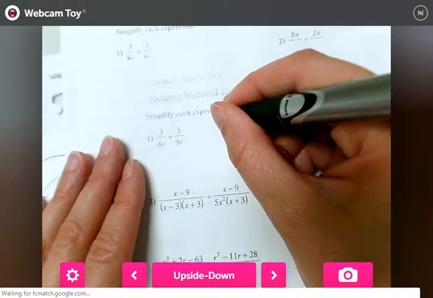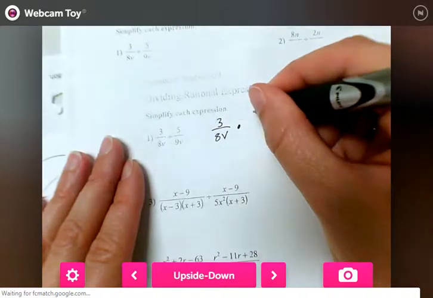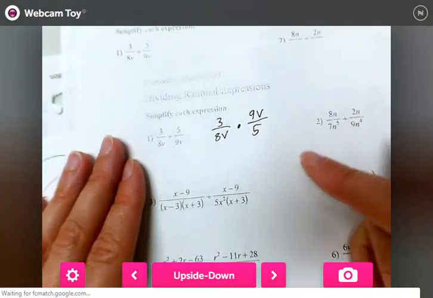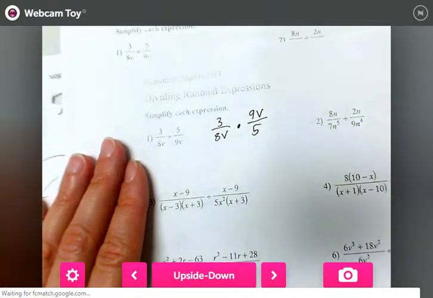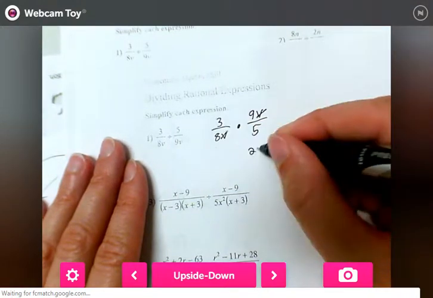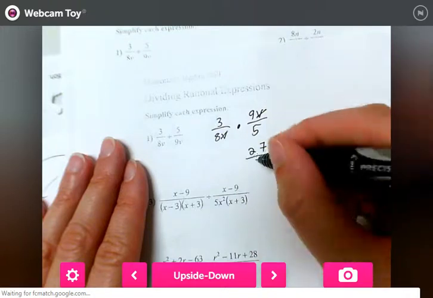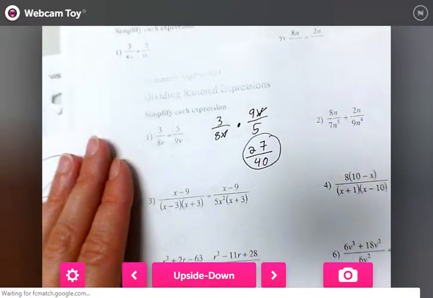So 3 over 8v divided by 5 over 9v becomes times 9v over 5. See how I just flipped the second one over? We're paying attention, right, since I'm teaching new stuff that you haven't seen before. Because when we divide fractions, we flip the second one and multiply straight across. That's the same thing. So we know the v's cancel out, right? So 3 times 9 is 27. 8 times 5 is 40, so that's my answer: 27 over 40. Oh, that's it? Yep. Is that literally what you do for all? Yep. So let's go to number 3.